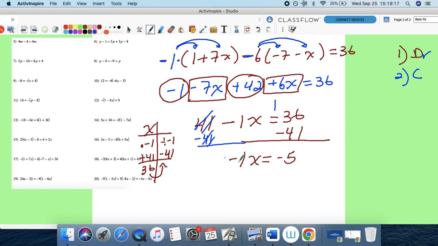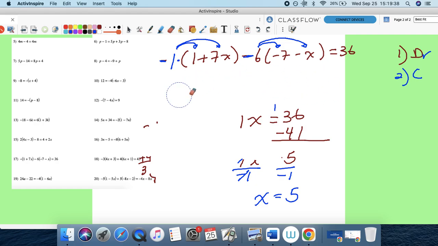Well, continuing, now I have to divide this side by negative 1 and this side by negative 1. Negative 1 divided by negative 1 is positive 1, so it gives me x. And then negative 5 divided by negative 1 is just positive 5. So x equals 5. So hence the reason we do the check, because as you can tell, mistakes do happen. So x equals 5, let's keep that in mind.